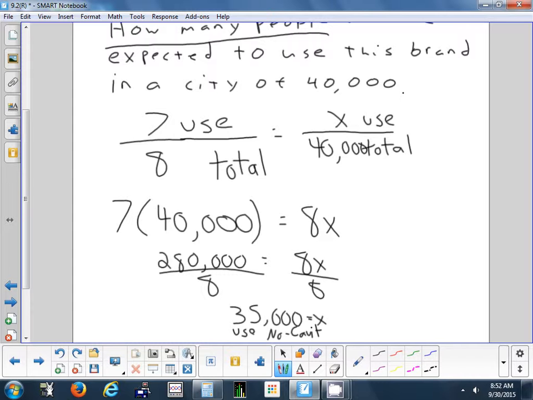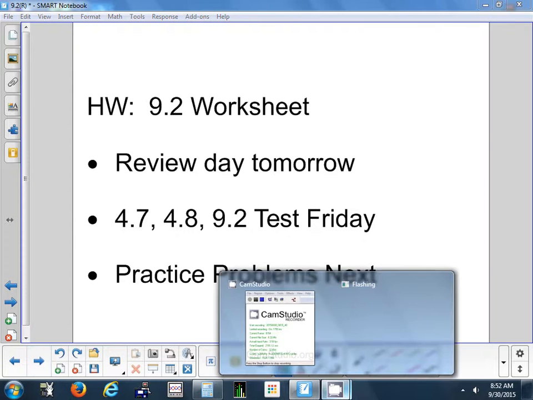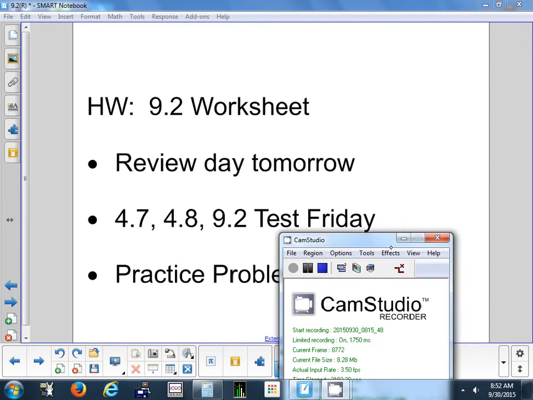All right? So tonight on your homework, you'll have one word problem. It won't be like this, many people out of this many people. It'll be more like the first one that we did. Everybody, guys, can I move on? We okay with this? Everybody's got it? All right. So tonight, homework. You got to do the 9.2 worksheet. It's only 7 problems.